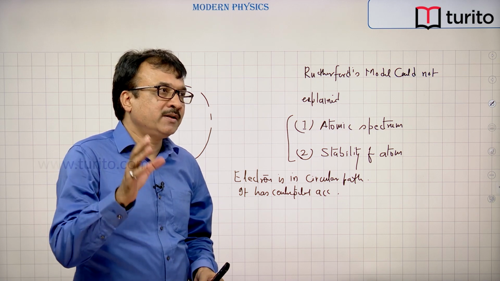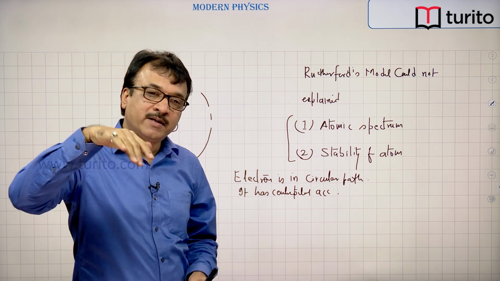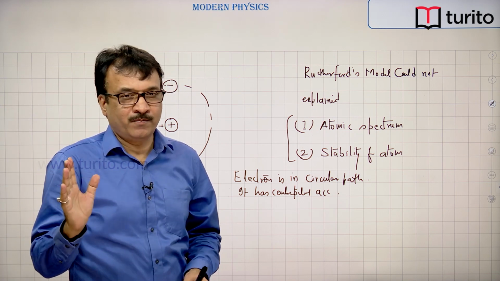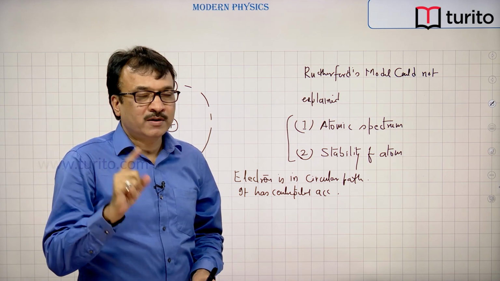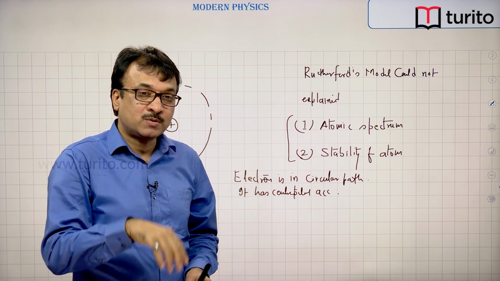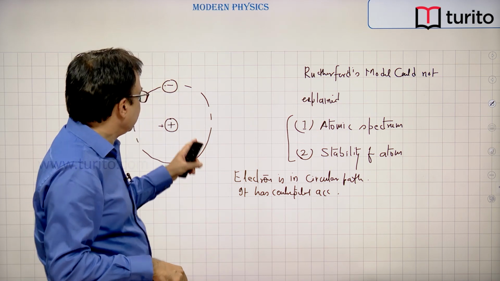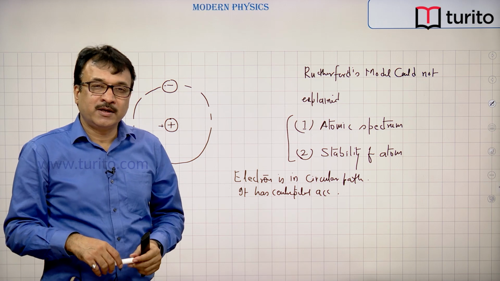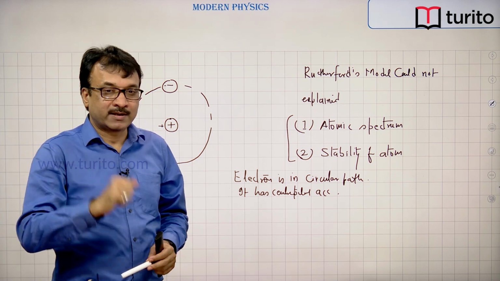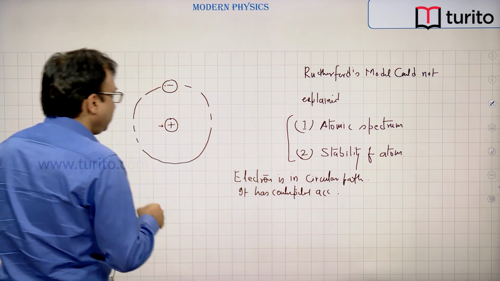I would like to say that this could not be explained by Rutherford. His model was correct, Rutherford's model was correct, but he could not explain why an electron, even being accelerated, will not lose its energy. Okay.